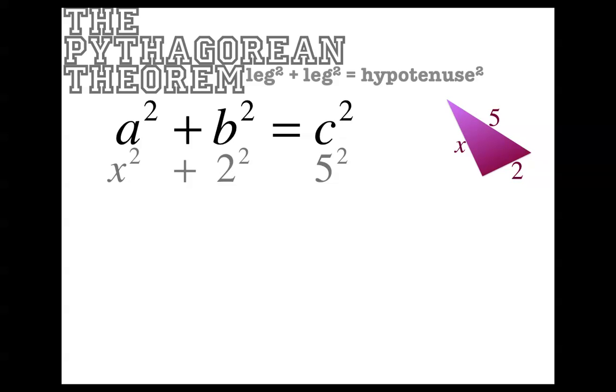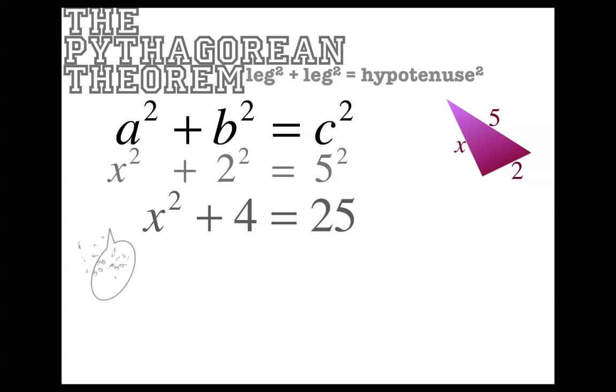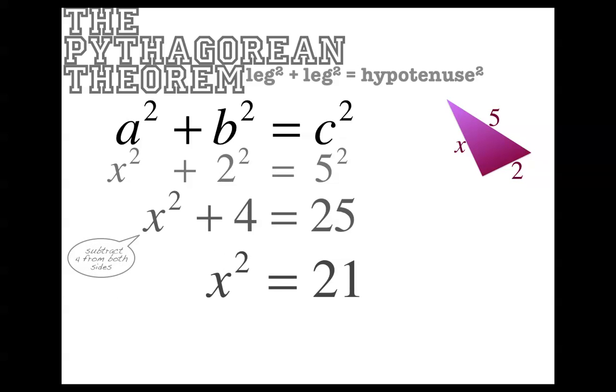So x squared plus 2 squared equals 5 squared is how we're going to fill in our a squared plus b squared equals c squared Pythagorean Theorem equation. Now I can simplify this. I don't know what x squared is, but I know what 2 squared is, and I know what 5 squared is. 2 times 2 is 4, 5 times 5 is 25. How am I going to get x? I've got to subtract 4 from both sides so I can get x squared by itself. Hopefully I didn't lose you by subtracting 4 from the 25.